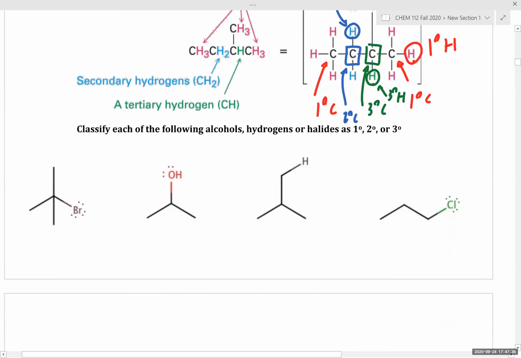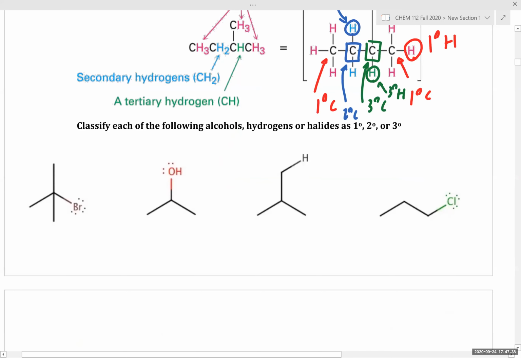So let's work on the following example and classify each of the following alcohols, hydrogens, or halides as primary, secondary, or tertiary. I'll do the first one. So this carbon is tertiary, it has 3 carbons attached. So this is a tertiary bromide.